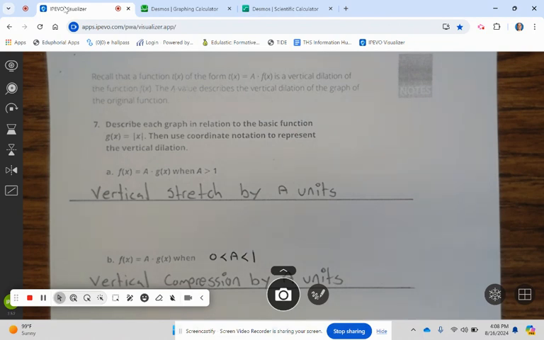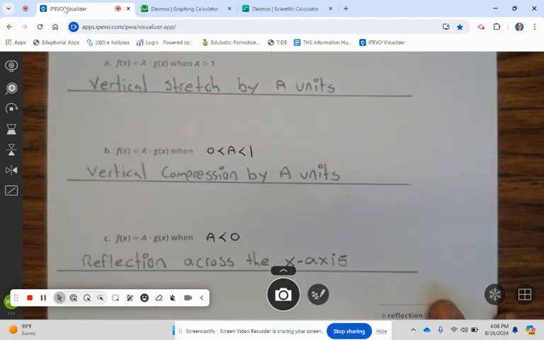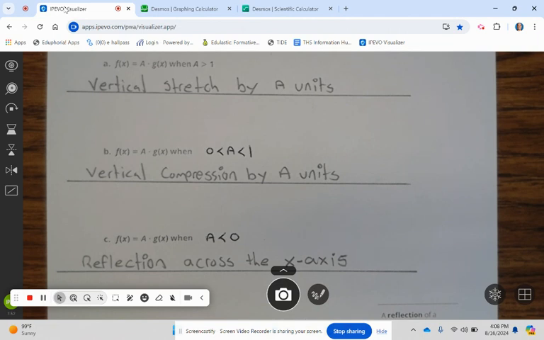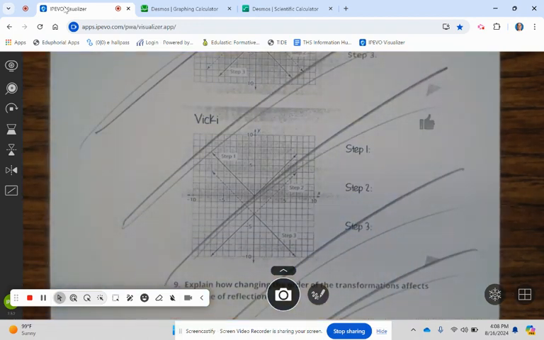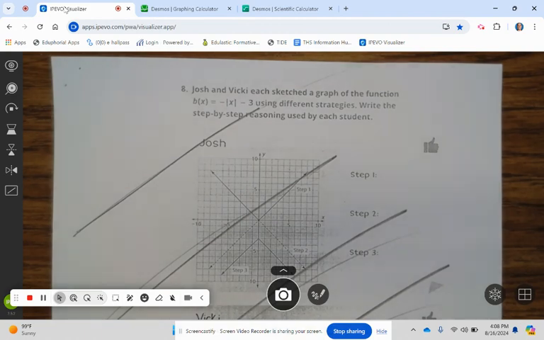A, f of x equals a times g of x when a is greater than 1 is a vertical stretch by a units. B, f of x equals a times g of x when 0 is less than a and a is less than 1 is a vertical compression by a units. C, f of x equals a times g of x when a is less than 0 is a reflection across the x-axis. Go ahead and mark out D. Let's take a look at the next page. Go ahead and mark out this page.